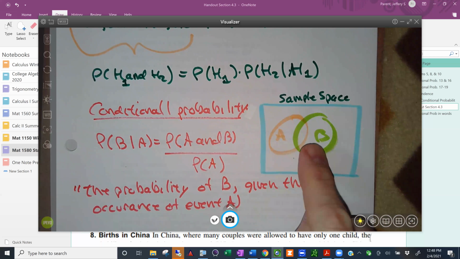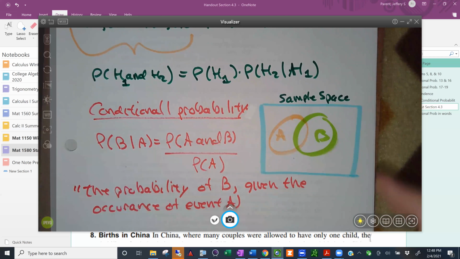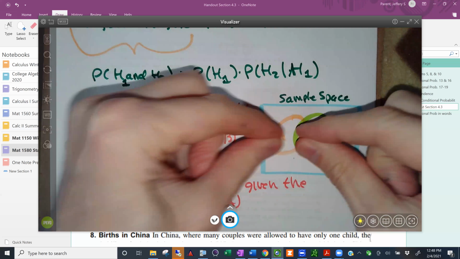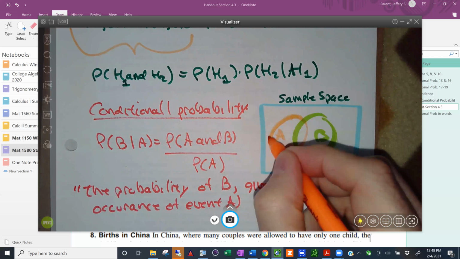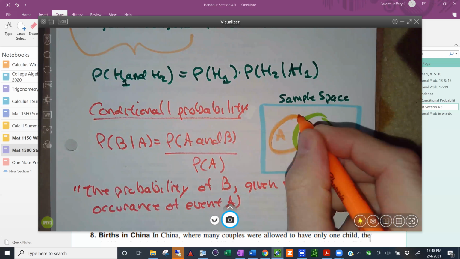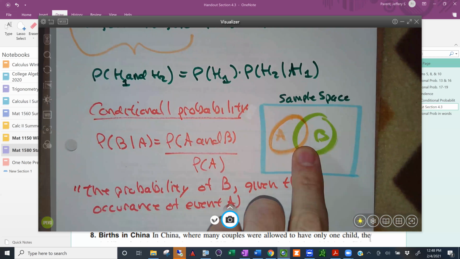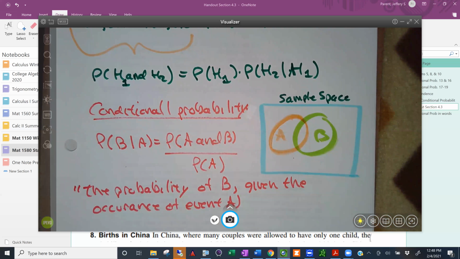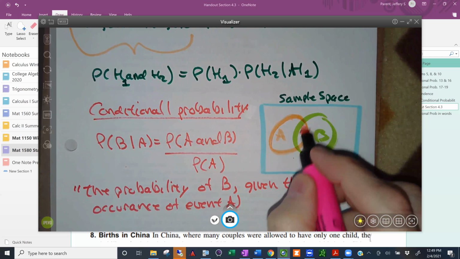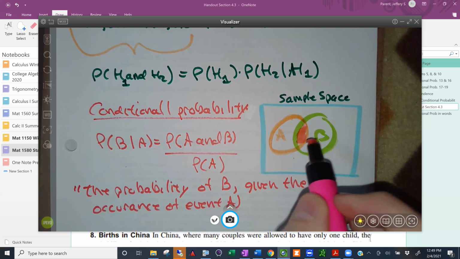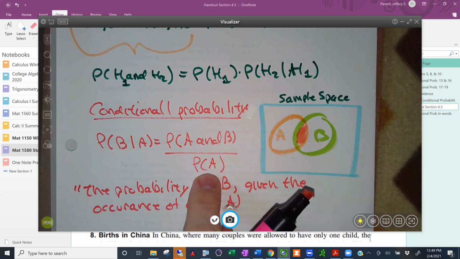But if I'm looking at the probability of B given A, by telling you that A has occurred, I'm shrinking my sample space. It's no longer just the whole outside of blue. It's just what I have right here. So I'm telling you, that's my new sample space. And the chance that B occurs is now just this little region where they overlap. So it's the probability of A and B, where they overlap, divided by the probability of A.